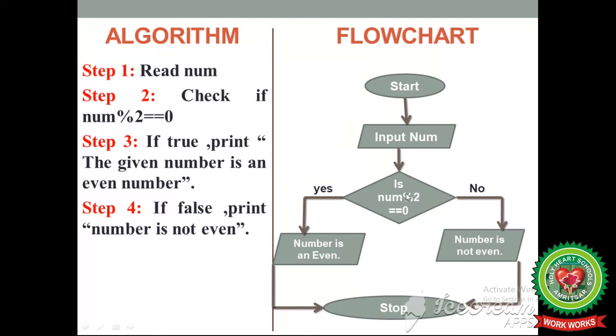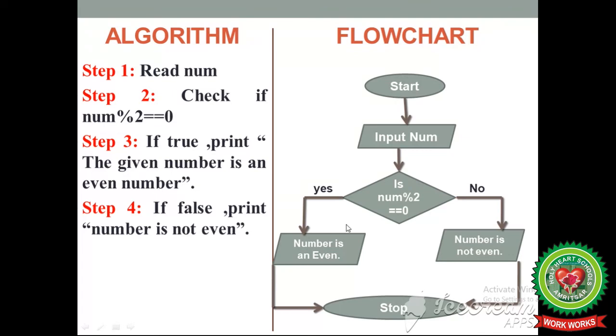Now move to the algorithm. Step 3 is if true, print the given number is an even number. So in the flow chart, if the condition is true, then it will execute this output box and it will print number is an even. Now move to step 4 in the algorithm. If false, print number is not even.